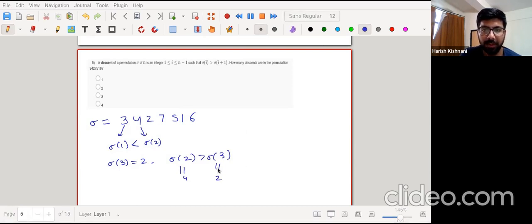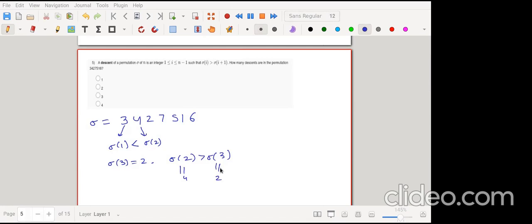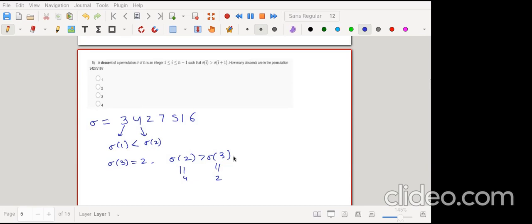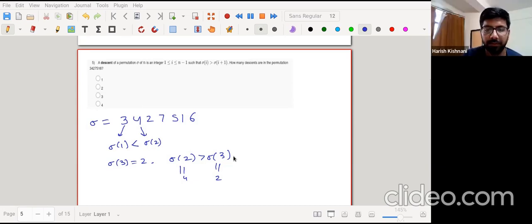Anyone want to comment or say something? Sigma 4 and sigma 5. Yeah, sigma 4 and sigma 5. So for sigma 4, you have sigma 5 to be smaller than sigma 4. So it is a descent. Good. And for sigma 5, you have sigma 6 to be smaller than sigma 5. So it's also a descent. So we have three descents till now. Is there anything else or that's all?